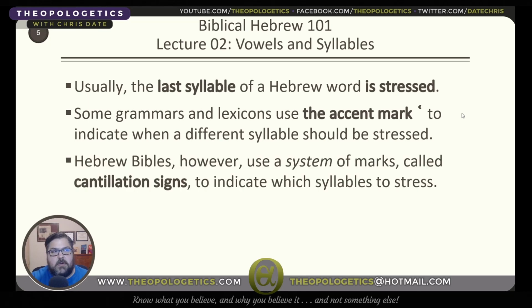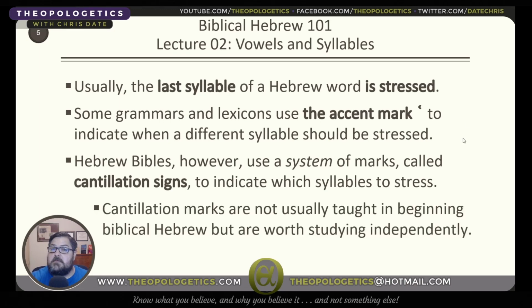Where you won't see that, however, at least not usually, is in Hebrew Bibles. Because instead of using that particular accent mark to indicate where the accent should be, Hebrew Bibles use a system of marks called cantillation signs or cantillation marks. And these indicate which syllables to stress, among other things, to facilitate reading Hebrew in a formal religious setting. Cantillation marks are not usually taught in beginning biblical Hebrew, but I would encourage you to study it independently. And perhaps as part of this series, I will do an optional lecture on cantillation marks.